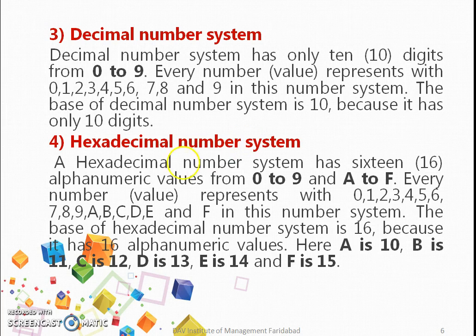Next type of number system is hexadecimal number system. Hexadecimal number system is from 0 to 9, and then after 9, from 10 we represent it in alphabets, that is A, B, C, D, E, F. A is for 10, B is 11, C 12, D 13, E 14, F 15. So the base is 16 for hexadecimal number system.